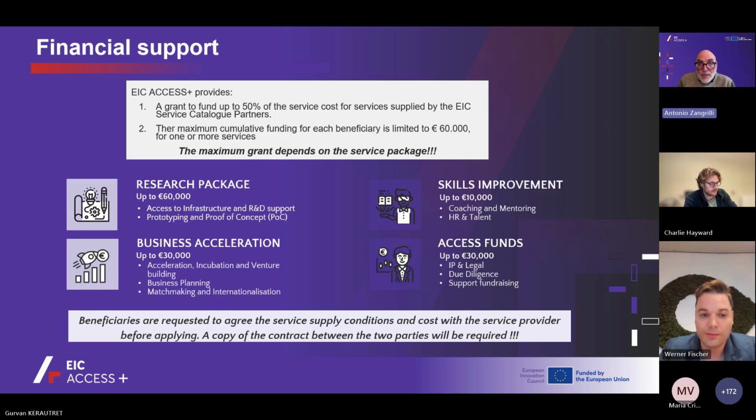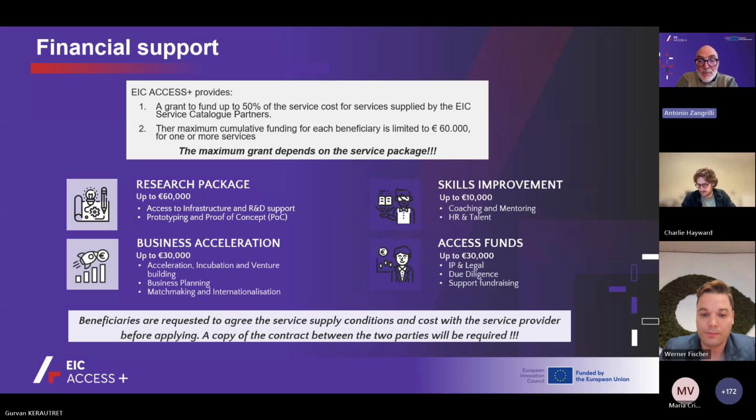Then there is also a threshold when supporting you to access the EIC Service Catalogue. We can provide you up to 60,000 euro, no more. When you arrive at this ceiling, we cannot go beyond these figures, so we have to stop there. Of course, you can reach this figure by asking for only one service or more services. For instance, we are receiving applications from one beneficiary who is applying for different services.